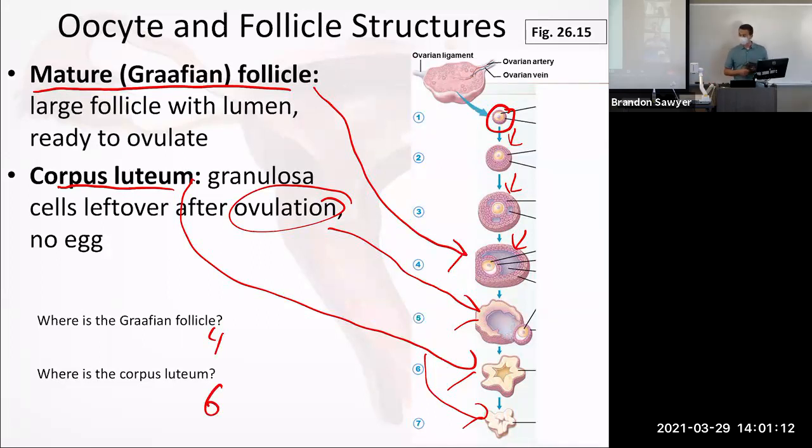So remember the name of LH? What did LH stand for? Luteinizing hormone. Its job is to cause ovulation, so it forms the corpus luteum. That's why it's called that, because it luteinizes the follicle. It creates the corpus luteum by causing the egg to leave, and then what's left over is the corpus luteum. Any questions on that?